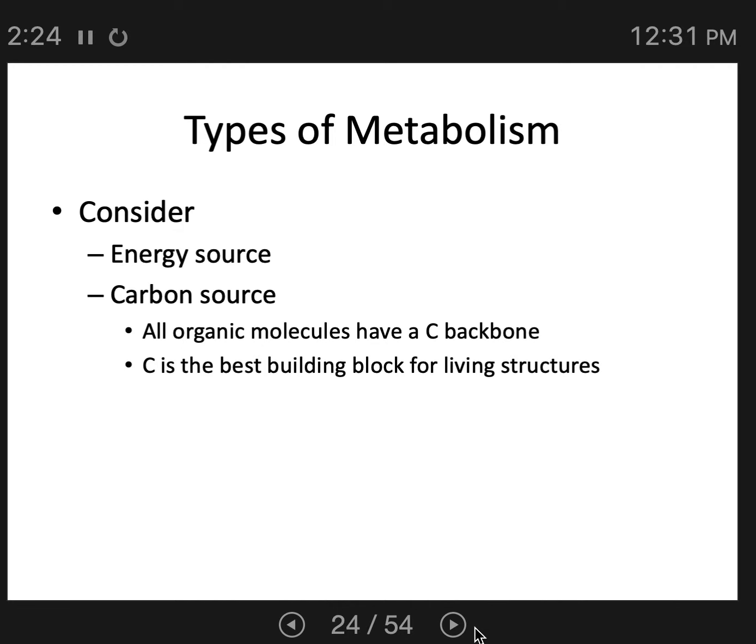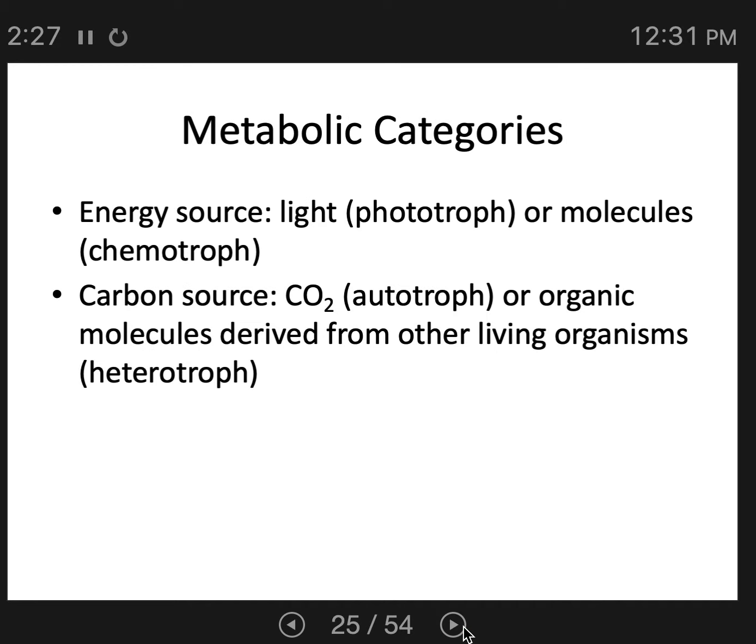So there are other places still that organisms can get energy or carbon. If you're thinking about the energy source, the most common energy sources are light or molecules. When an organism gets its energy from light, we call that organism a phototroph. So plants, algae, cyanobacteria that photosynthesize, they are all phototrophs. And then organisms that get their energy from molecules, we call chemotrophs. You are a chemotroph. You get your energy from sugars and fats. And a lot of microbes are chemotrophs as well.